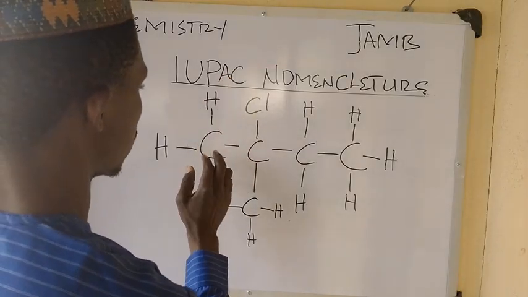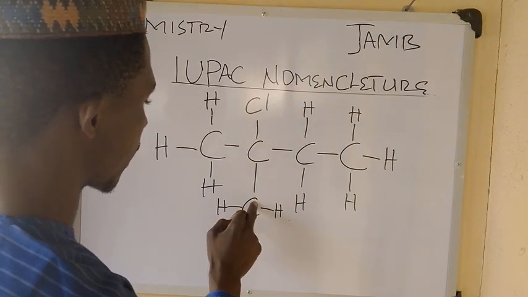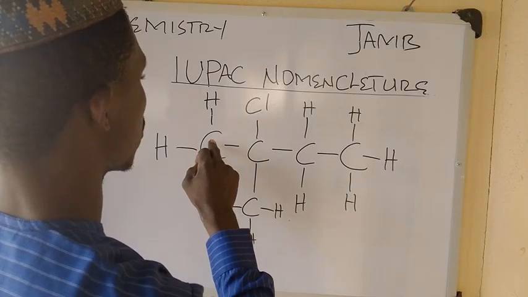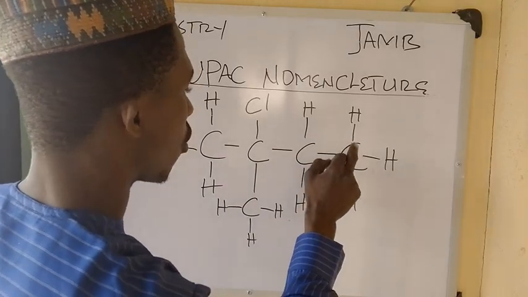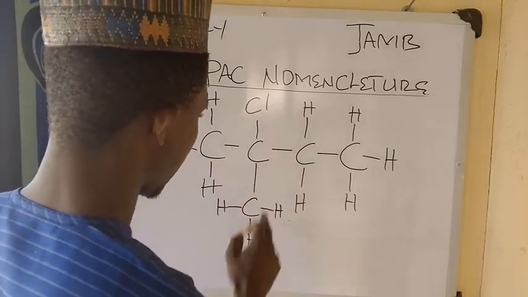Is there any carbon chain? Or let's go like this. 1, 2, 3. This is a carbon chain. 1, 2, 3. Can you see? 1, 2, 3. Then this is another carbon chain. 1, 2, 3, 4. Or 1, 2, 3, 4. So going like this is longer than going like this.